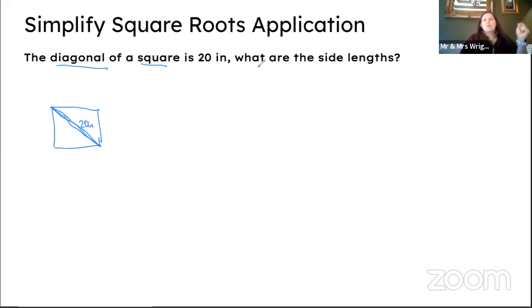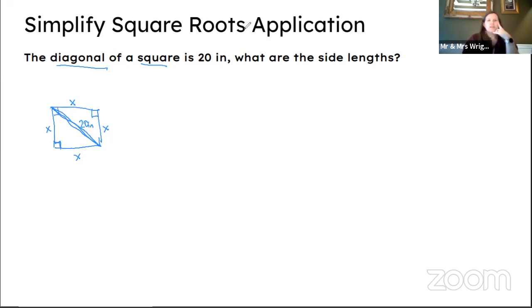Okay, it says, what are the side lengths? Okay, well, what do I know about a square? I remember a square, every single side is exactly the same length. Look at that. So x and x and x and x. I'm going to put x on all of them because it's all going to be the same number, right? I know I want to find the side length. So really, I'm only looking for one x. But okay, what else do I know about squares? Well, I know squares all have right-angled corners.